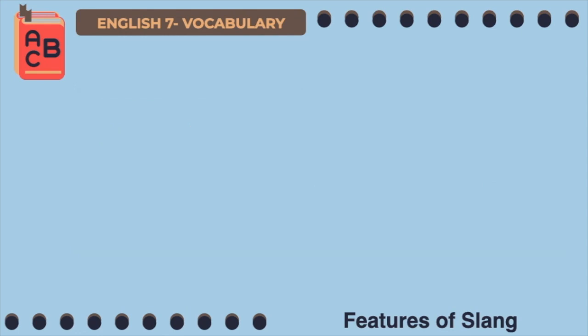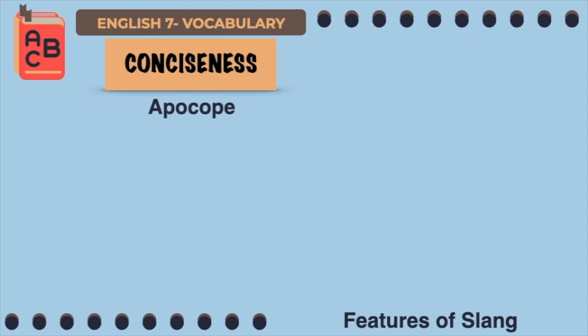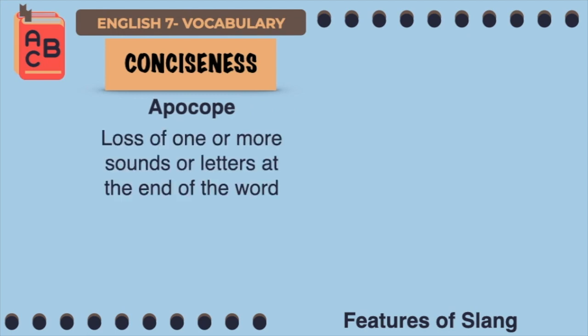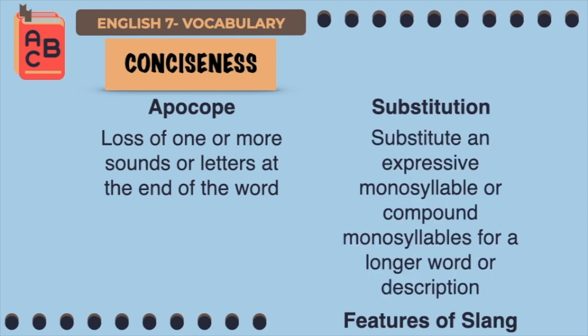The next feature of slang is conciseness. This may be attained in two ways. Through apocopy, or the loss of one or more sounds or letters at the end of the word. Moreover, slang also uses substitution. It is substituting an expressive monosyllable or compound monosyllables for a longer word for a description.